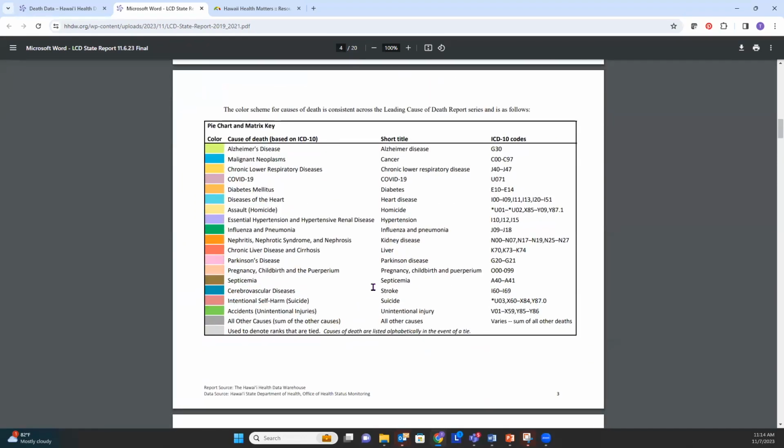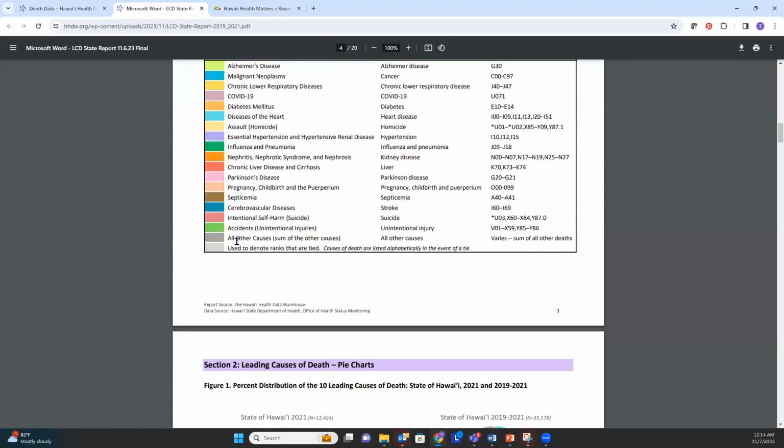And then we have our matrix key. One of the things we tried to do in this report is to be very consistent about the colors that we use throughout, so that Alzheimer's disease, if it's a pie graph or a matrix, will always be this color. We'll be using this short title. And if you want to know the ICD-10 codes that were used to specify what those causes of death are, they're going to be located here. And this is going to be consistent throughout your reports.